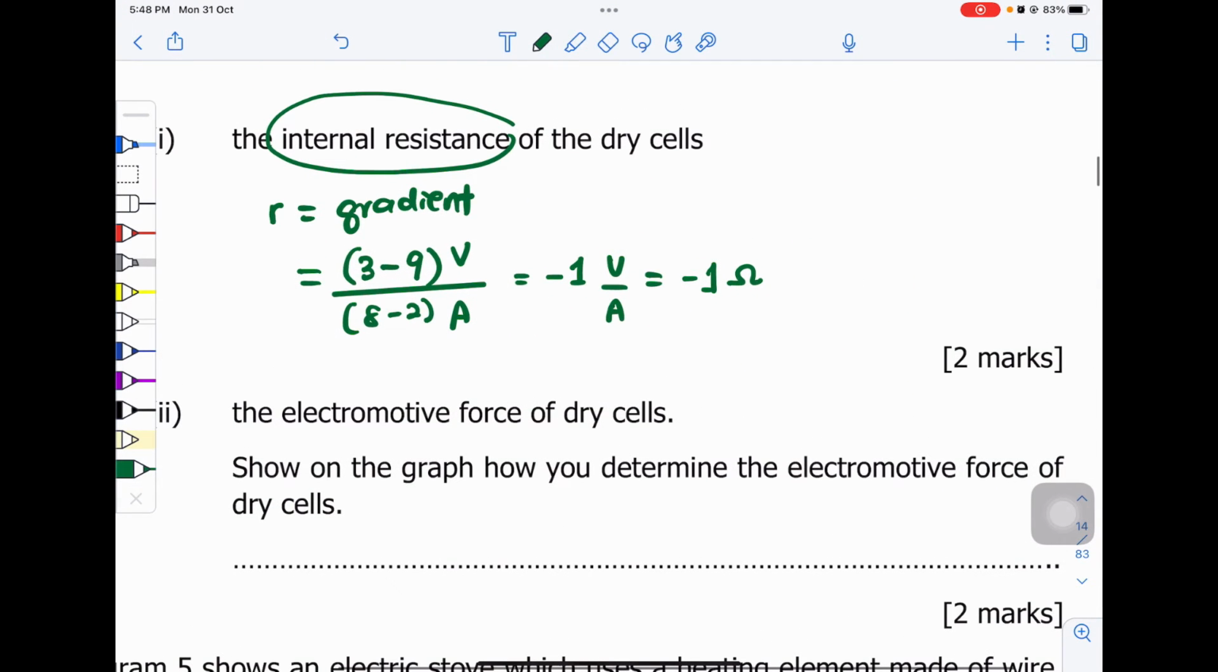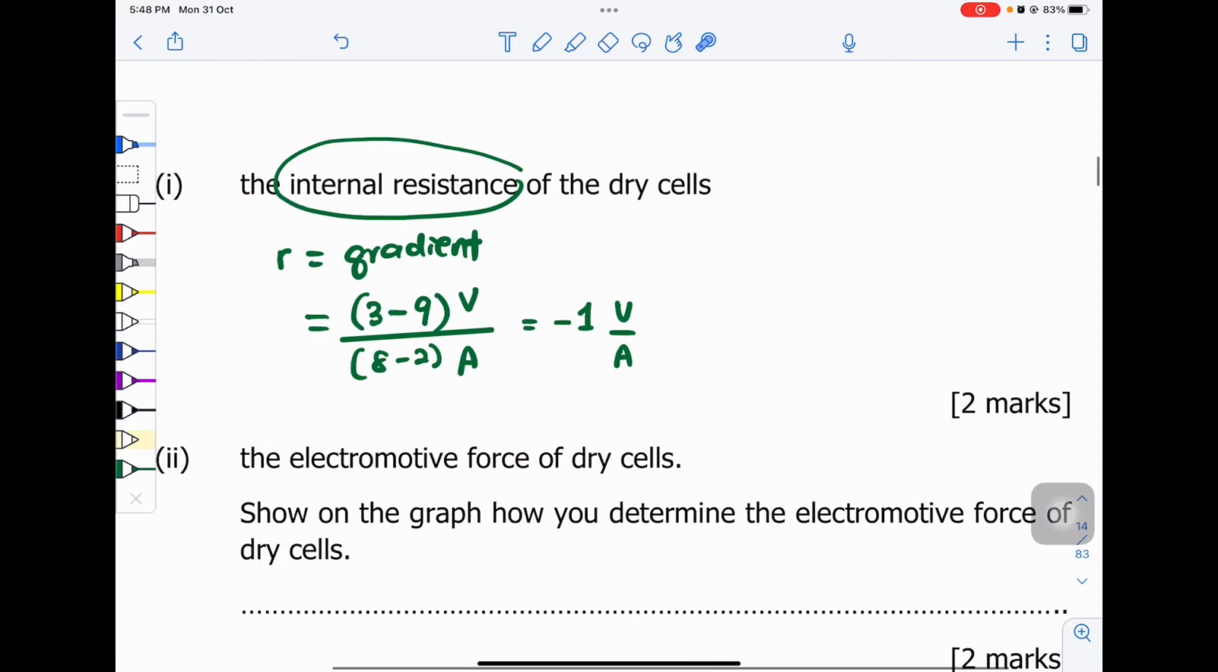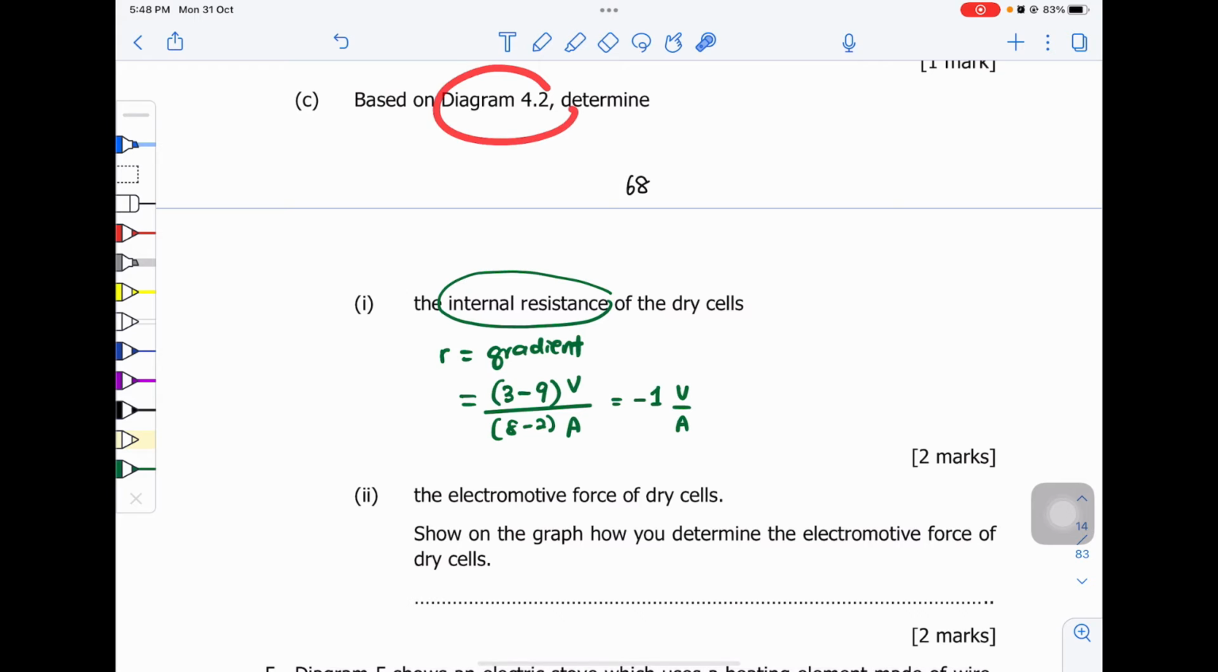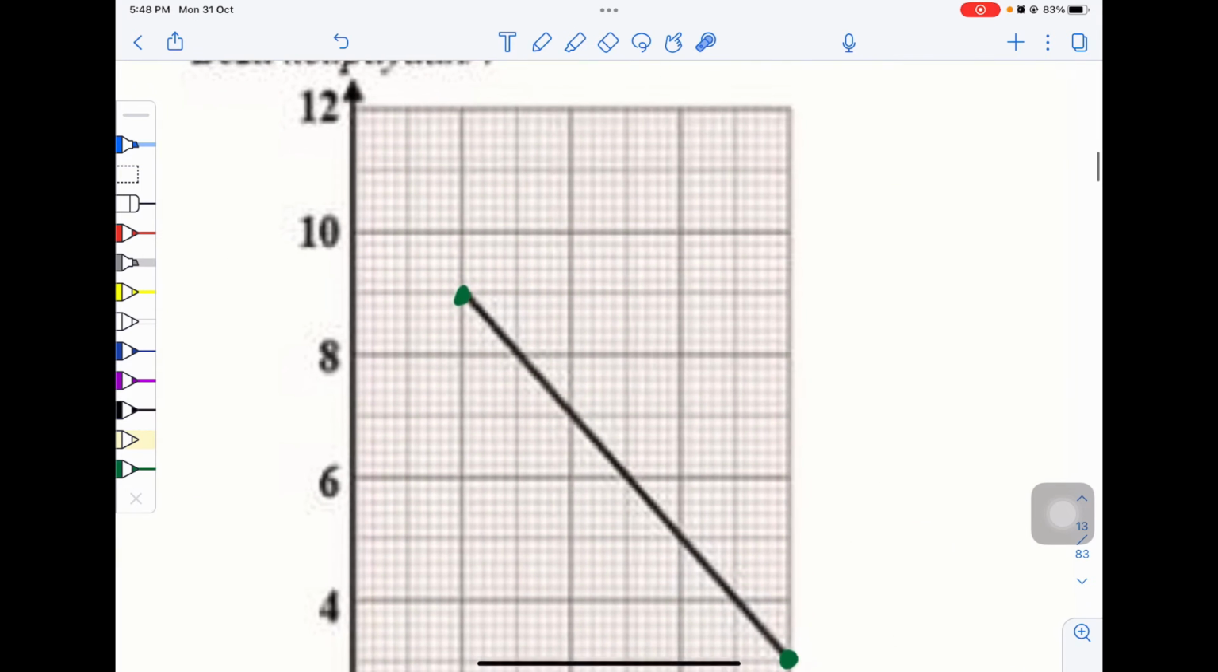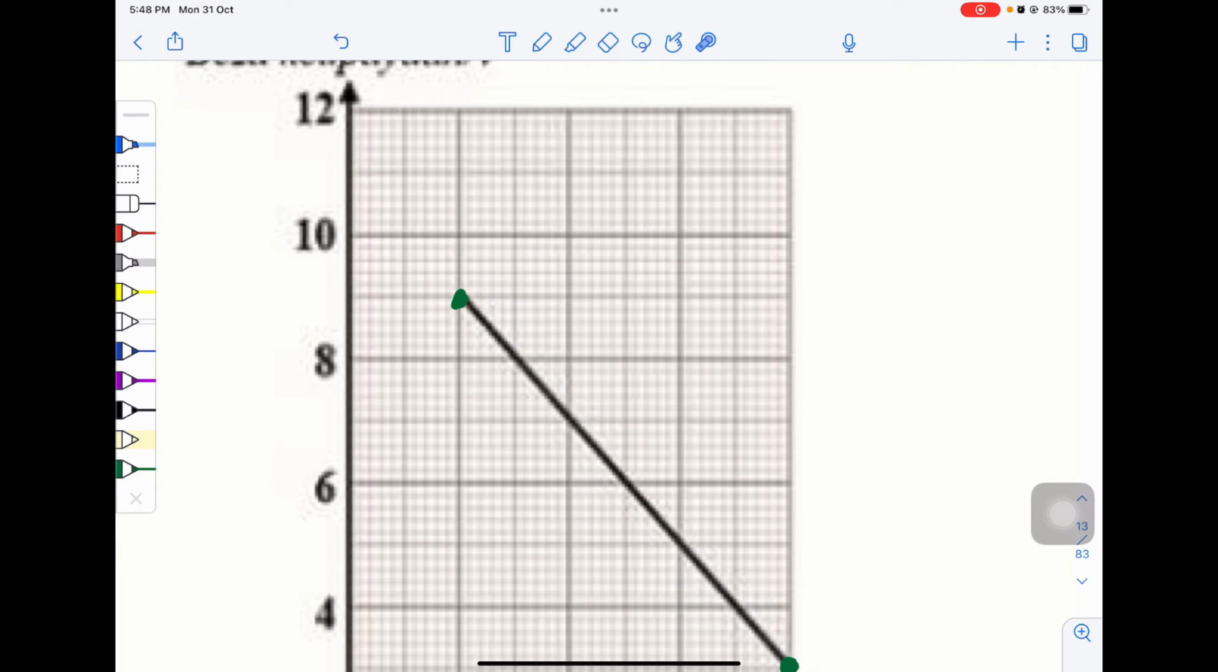Okay, so you don't have to memorize, you just simply write that. The e.m.f of the dry cell: do you have to calculate it? No, you don't have to calculate, you use the graph. Use the graph and then find out what the value is, and you have to show on the graph how you get the value. So 2 marks for showing. First, 2 marks when you extrapolate the graph. Use your ruler. You must use your ruler.